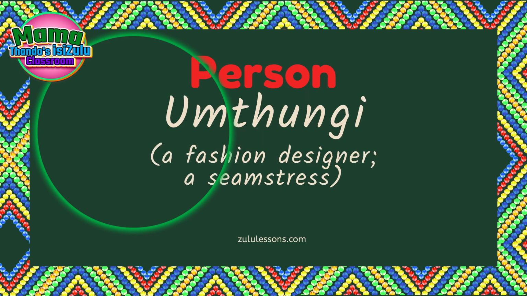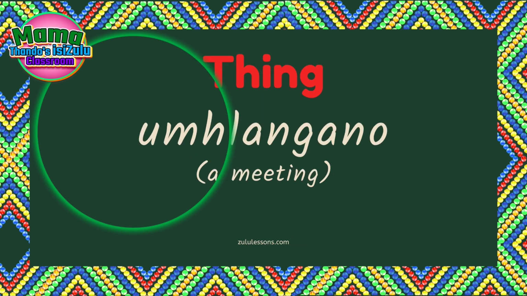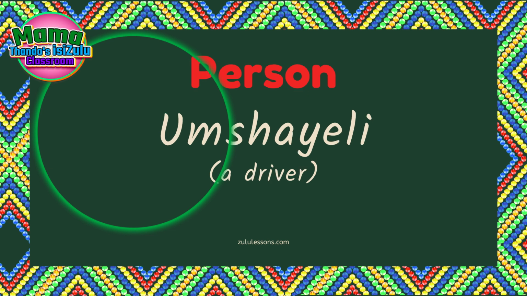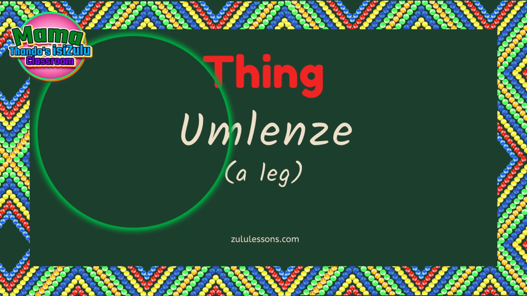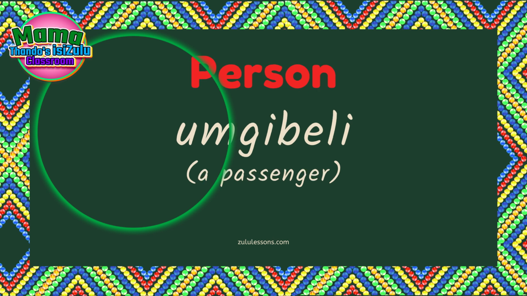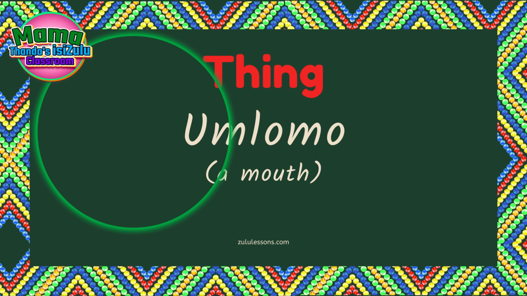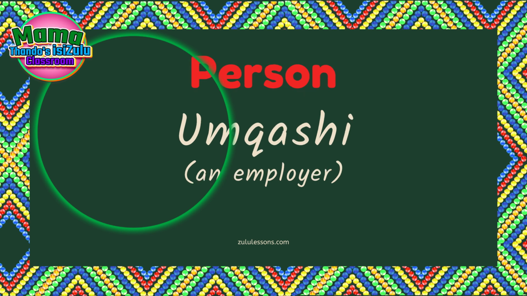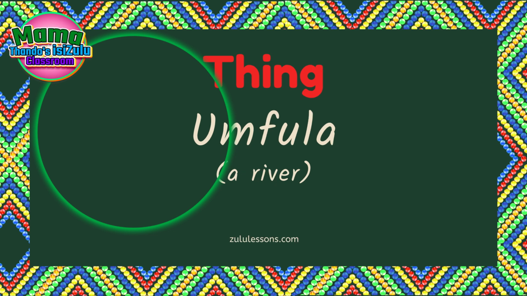Umthungi. A person. Umhlangano. A thing. Umshayeli. A driver is a person. Umlenze. A thing. Umndeni. A thing. Even though a family is made up of people, when we say the word family itself, it is a thing. Umgibeli. A person. Umlomo. Even though a mouth is in a person, it is still a thing. Umqashi. A person. Umfula is a thing. Did you get that right?